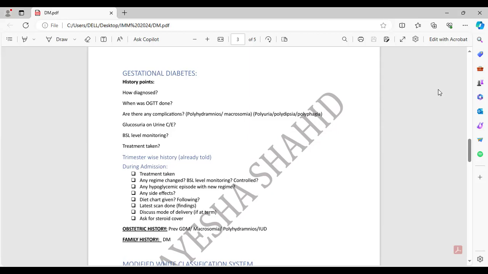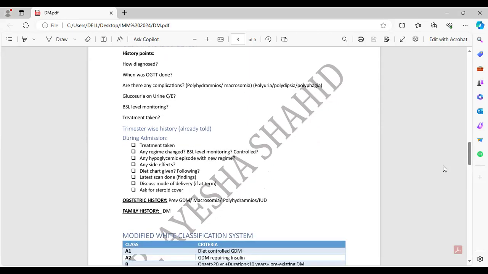Glucosuria on any complete examination done, the level of basal monitoring, the treatment taken or not, and the rest of the history, trimester-wise and during admission, is the same. However, in the past history, inquire about the previous history of diabetes, macrosomia, polyhydramnios, and intrauterine death. In the family history, inquire about a first degree relative with diabetes.